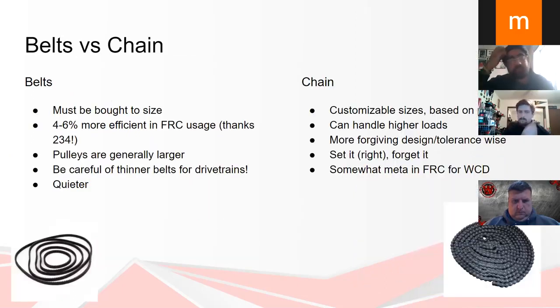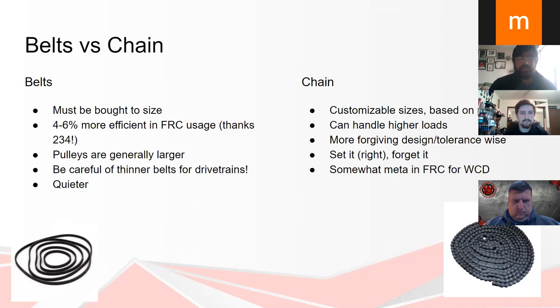So another consideration, again, generally for tank drivetrains, is are you using belts versus chains? A disclaimer: my opinion is to just do whichever your team prefers and works well. There are separate cases where each of these are good on an FRC robot. It's not one size fits all.